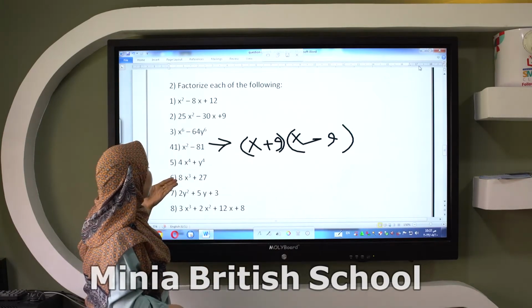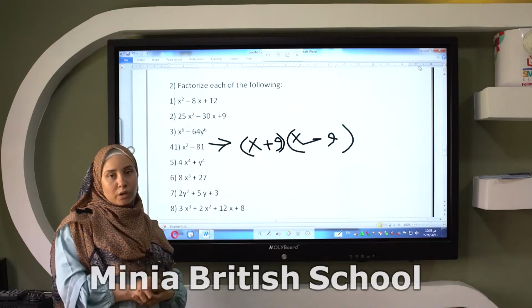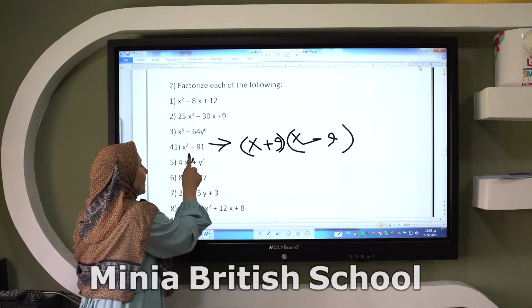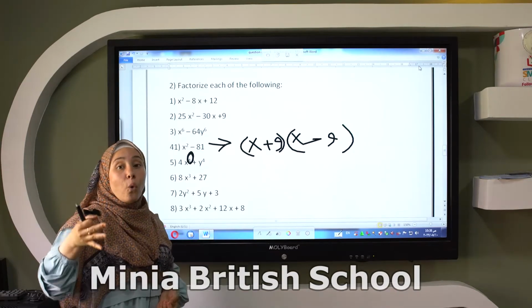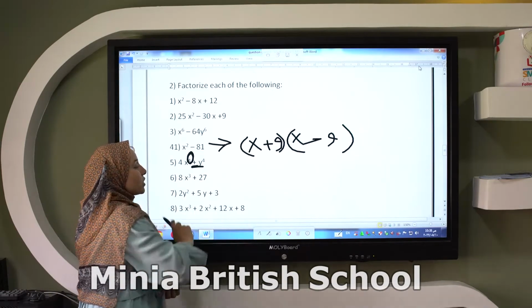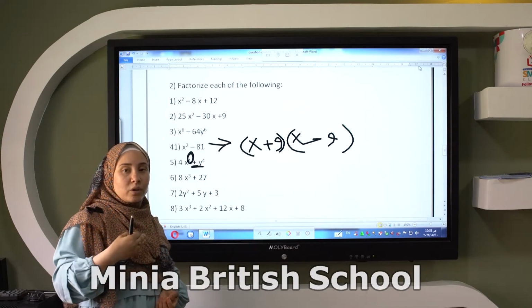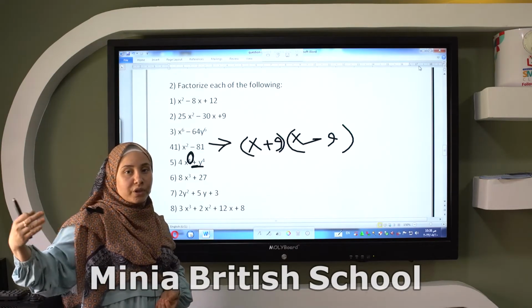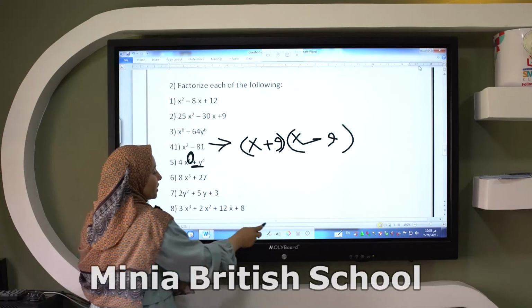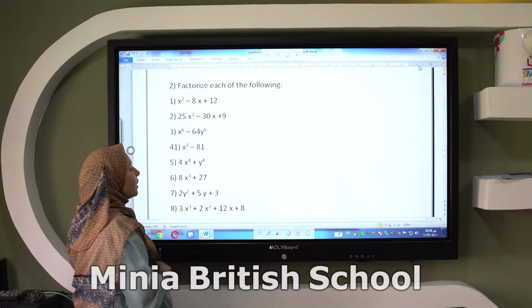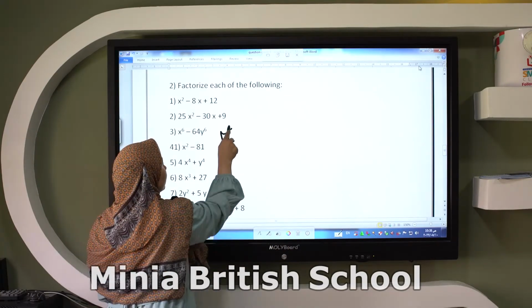Number 5, 4x power 4 plus y power 4. Okay, take care. This power here equals what? Power 4. And here is a sum. So this expression is factorized completely by the perfect square trinomial. The first step, find the middle term.